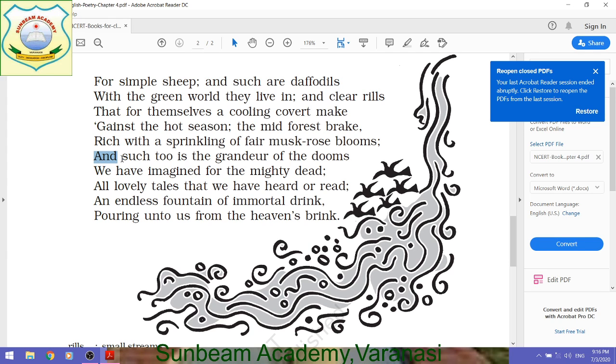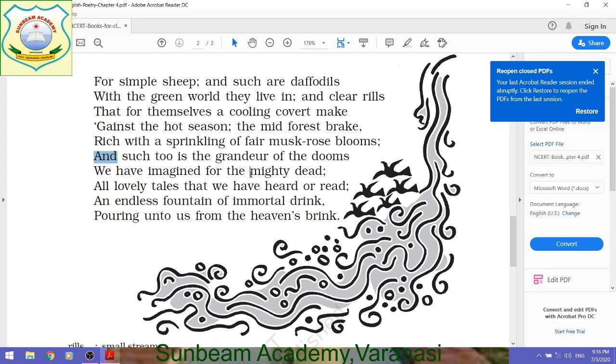When such questions are asked, you can answer in your own words: the grandeur of the dooms here refers to those glories and magnificence that the dead are entitled to on doomsday after their death. Another important question from this paragraph that can be asked is: what does the poet mean by the mighty dead?